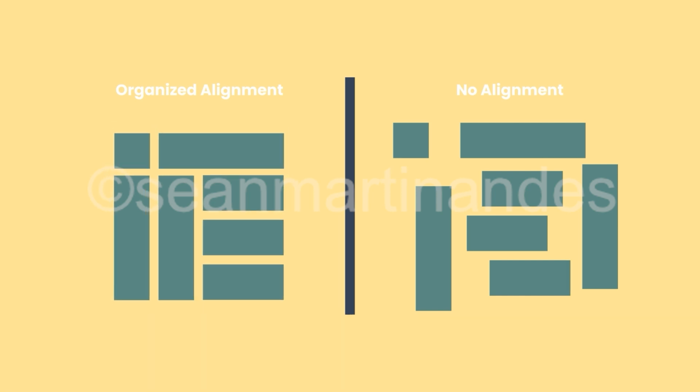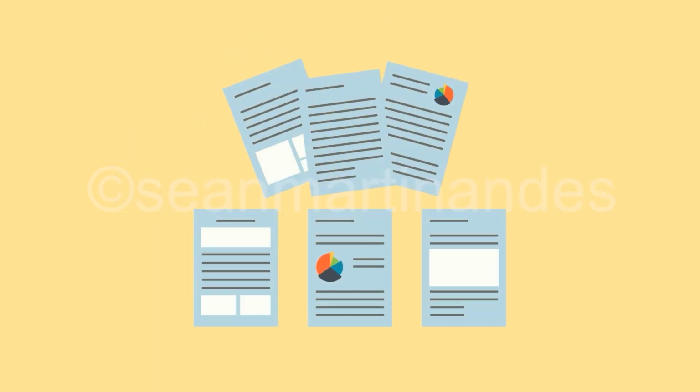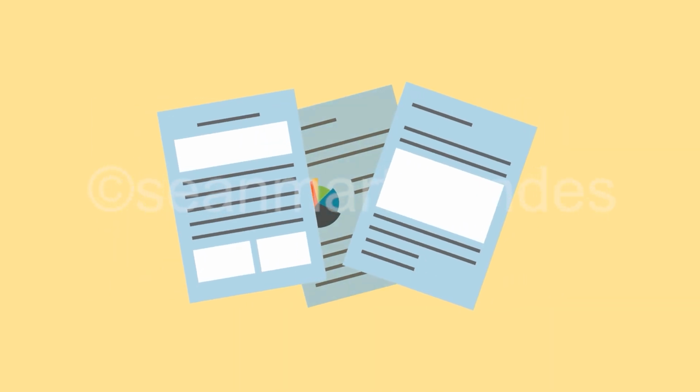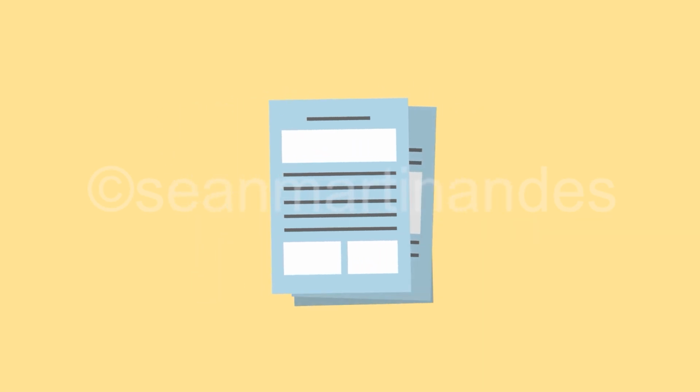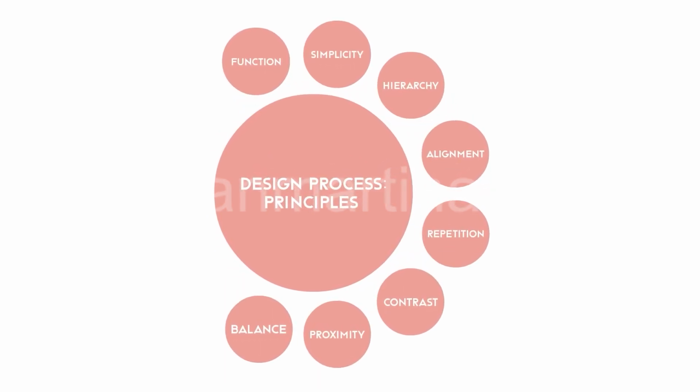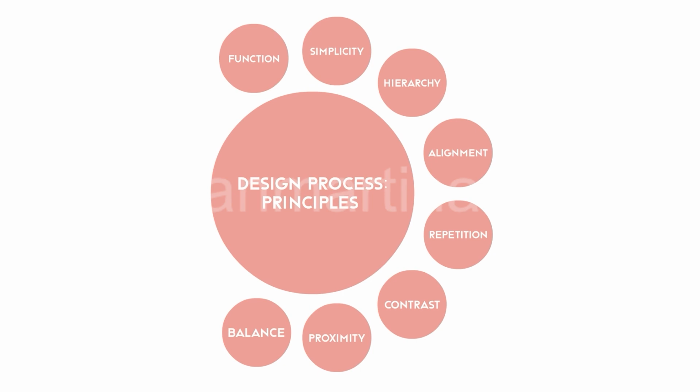Proper alignment helps instructional materials look more polished and professional. By aligning elements in a consistent way, teachers can create a unified and cohesive design that helps students focus on the content rather than being distracted by a messy or disorganized layout. By aligning elements carefully and consistently, teachers can create instructional materials that support their teaching goals and help their students learn more effectively. Next would be the principle of repetition.